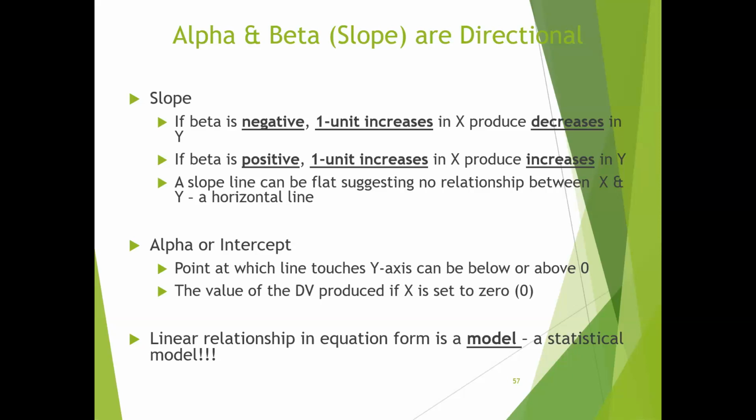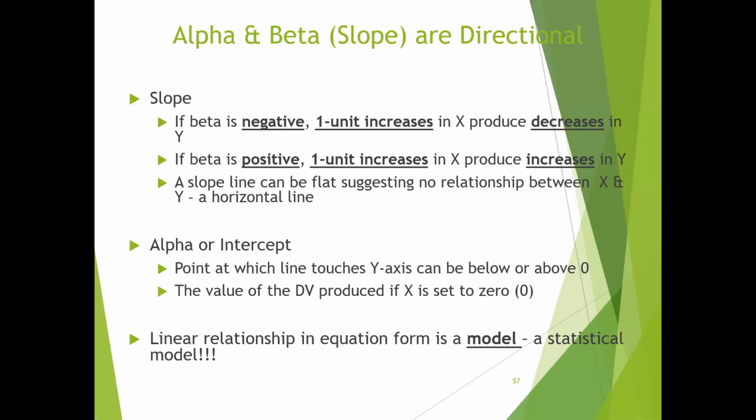Slide 57. The intercept, or alpha, and beta, the slope, are directional. If beta is negative, 1 unit increases in X produce decreases in Y. Just walking you through definitions now, right? If beta is positive, or if the slope is positive, 1 unit increases in X produce increases in Y. And a slope line can be flat, suggesting no relationship between X and Y.